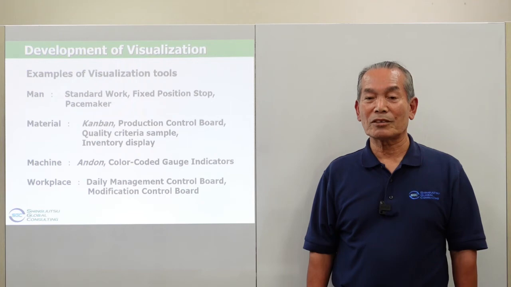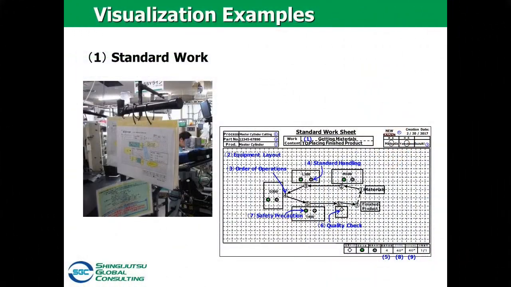This is a standard worksheet. The standard worksheet was hanging at the line, and it was said that was the beginning of visualization. When the managers would see the standard worksheet, they would be able to see whether or not the workers were doing what the standard says. Managers have to keep an eye on workers to see them following the standard work.